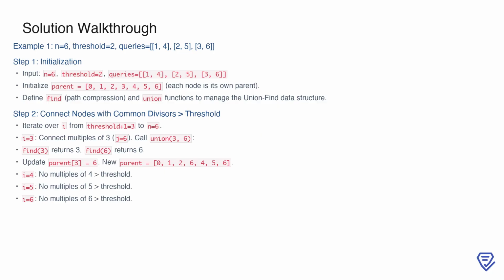Next, we focus on connecting nodes that share common divisors greater than the threshold. Starting with i equals 3, threshold plus 1, we find that 6 is a multiple of 3. Calling union 3, 6, we see that 3 and 6 have different roots, so we update the parent of 3 to point to 6. The updated parent array becomes 0, 1, 2, 6, 4, 5, 6. For i equals 4, 5, and 6, there are no multiples greater than the threshold, so no further unions are performed in this step.